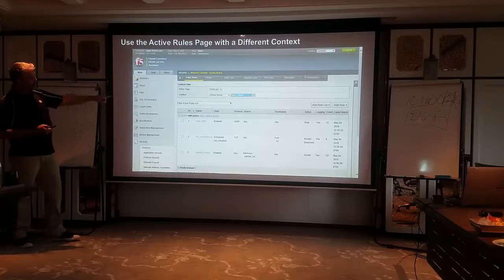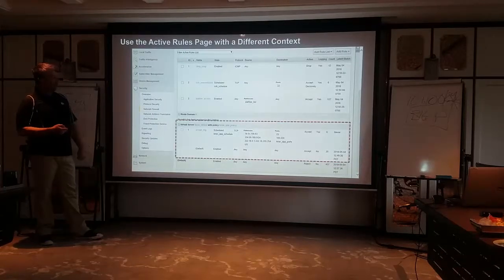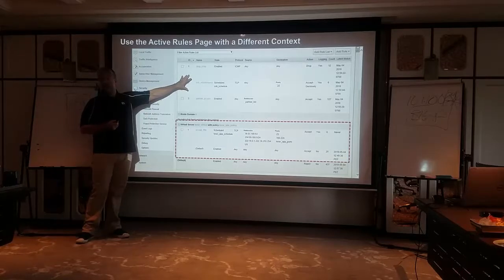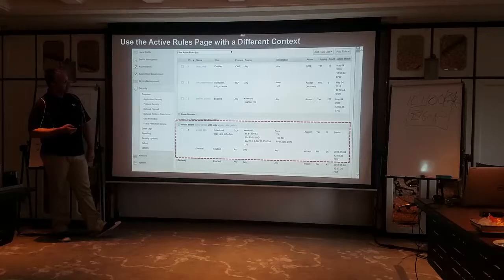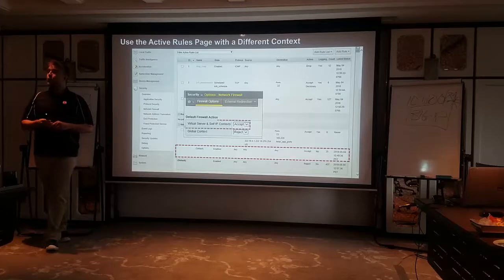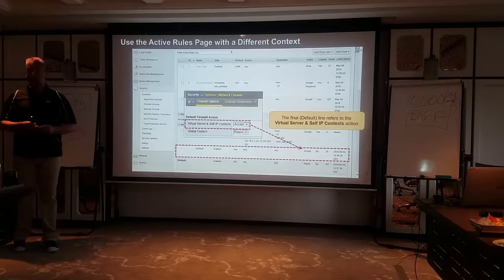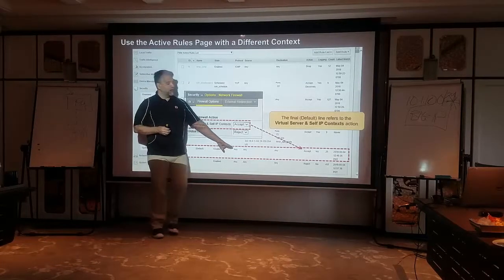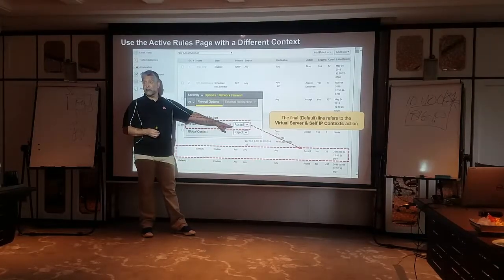So now, I still see my global context, but I'm going to scroll down to see my virtual server context. So what that means is your global context never goes away from the screen. You always see that. But I can now view my virtual server context. And you'll notice the virtual server context also has a default line. And this default line, the action matches this action.